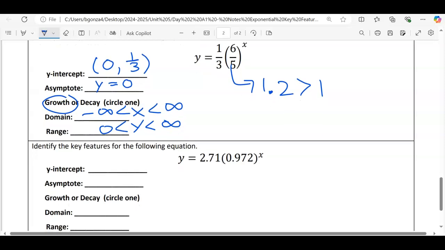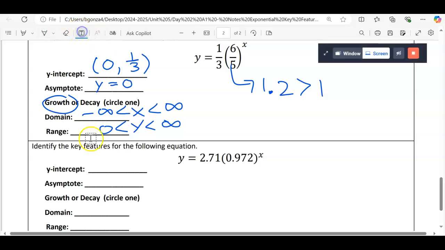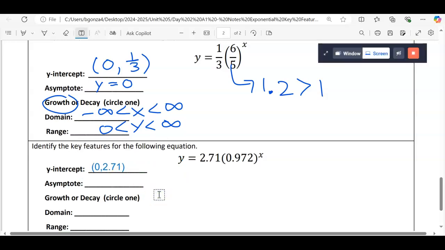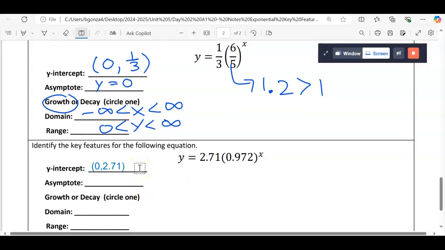Last one, and then we're done with the notes. What is the y-intercept here? Which one of these numbers? Okay, that first one, 2.71, right? So how do I do that? I put x is 0, 2.71 is my y-intercept. Make sure everyone's writing this down. We're almost done. The asymptote we said is always y equals 0.